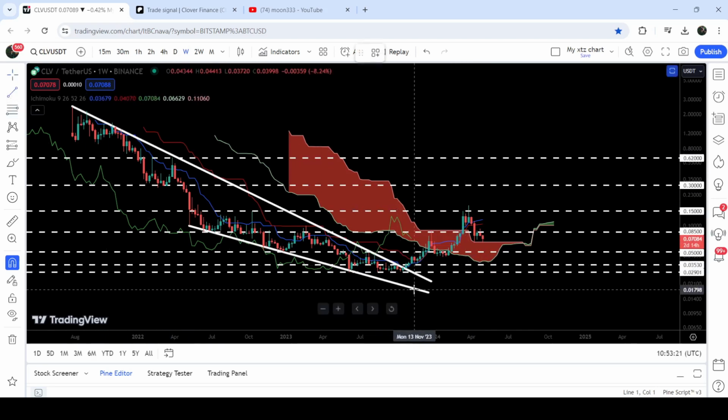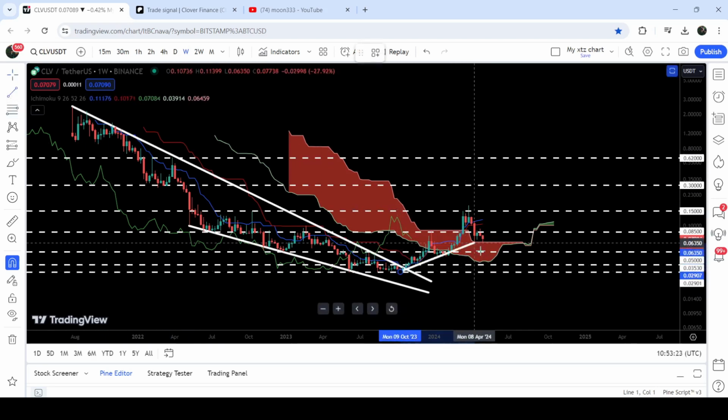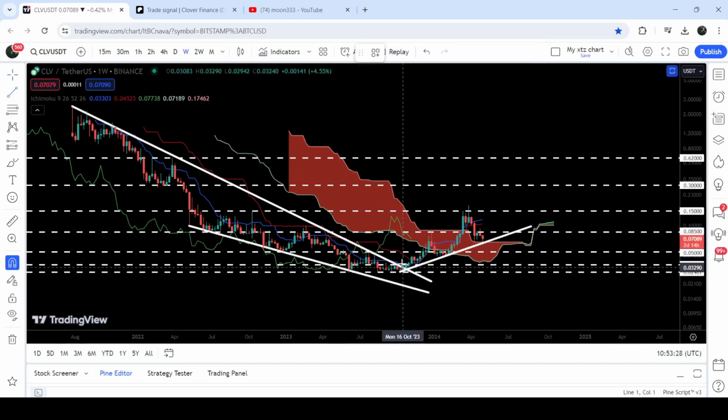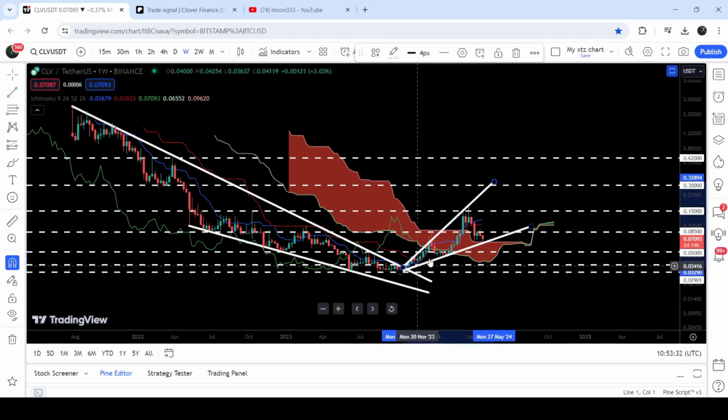And I would also like to show you another very long-term support and resistance. And this is the uptrend line support. And this is the resistance, and you can see that this is a very beautiful formation of another broadening rising wedge pattern as well.